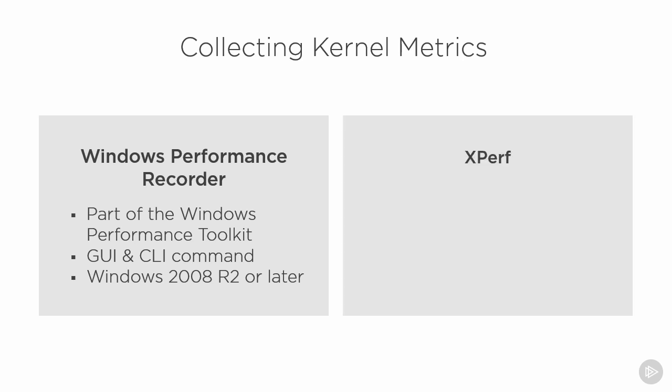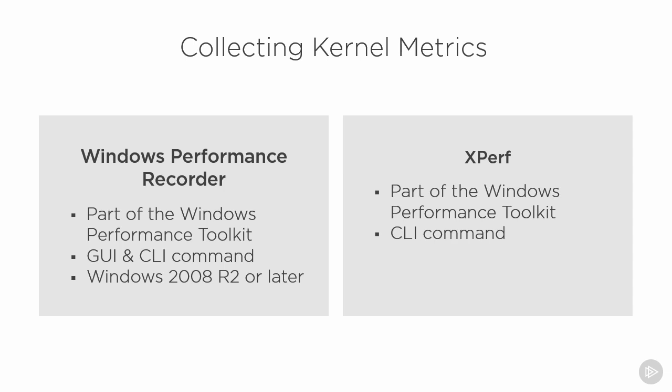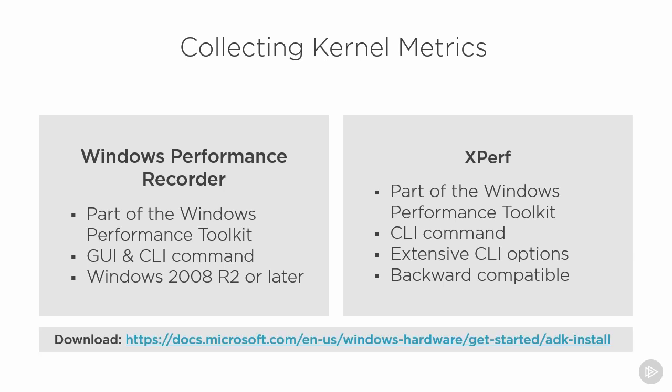There's another tool called Xperf. This is also part of the Windows Performance Toolkit. It provides you with a CLI command to script your data collection. It gives you very extensive CLI options far above what you'd find with the Windows Performance Recorder. And it provides you with backward compatibility for those earlier versions of the operating system. Finally, you can download this kit from the location you see at the bottom of the slide.